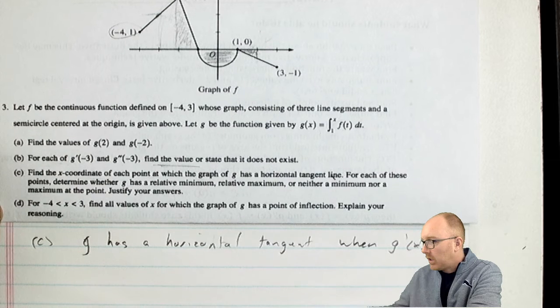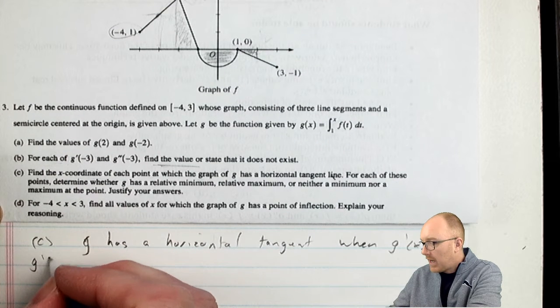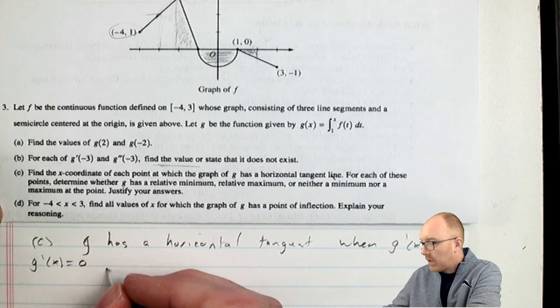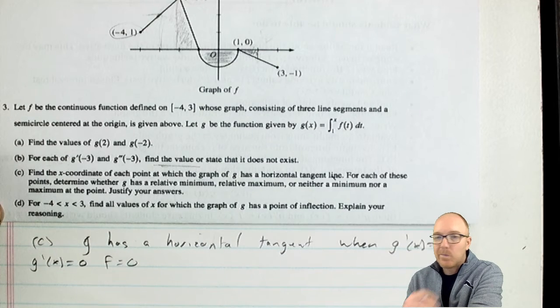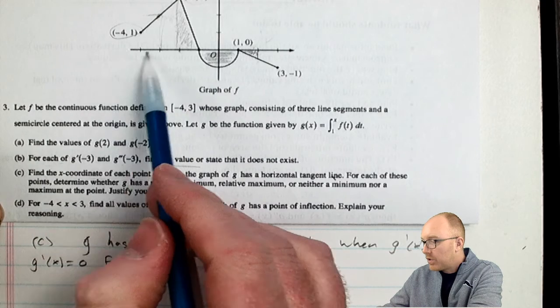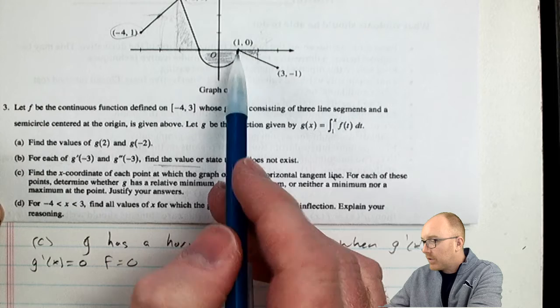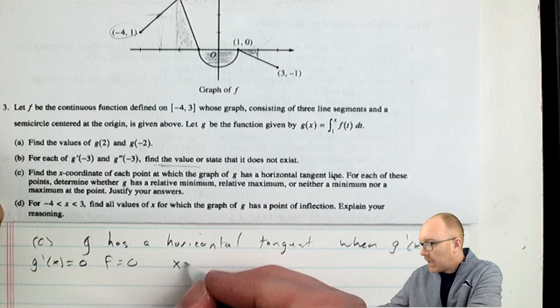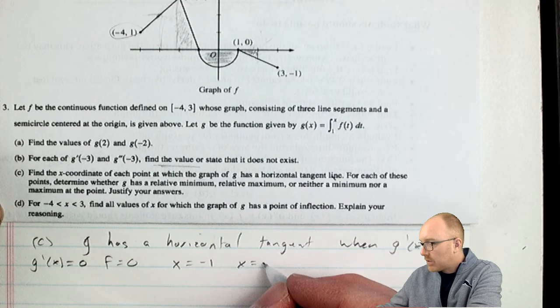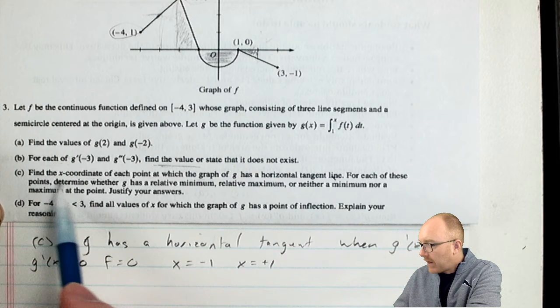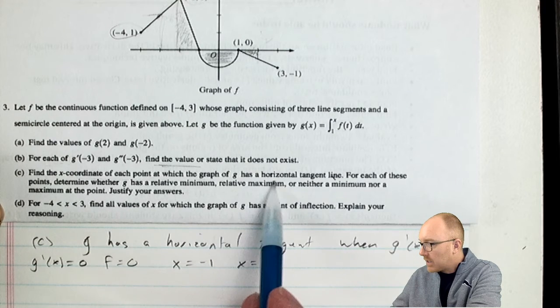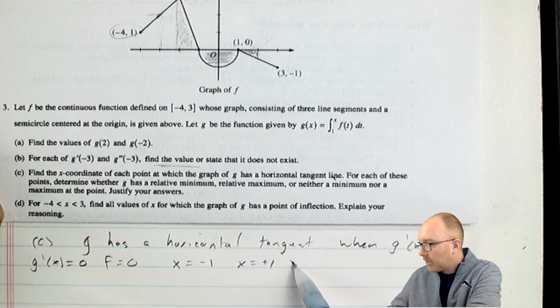Okay, well, how's that relevant? Well, when G prime equals 0, f of t equals 0. All right, so where does that happen on our graph? Oh, there's one at -1 and +1. There are two locations. This is when x equals -1 and x equals +1. So first, find the x coordinate of each point where G has a horizontal tangent line. Done.